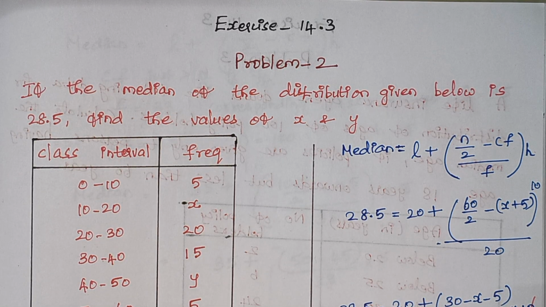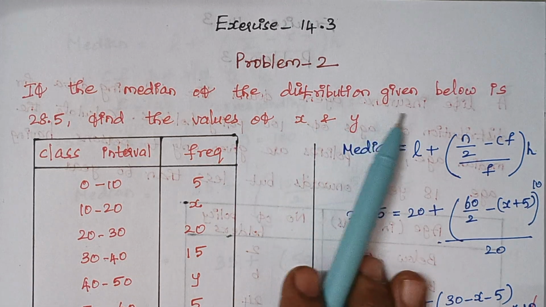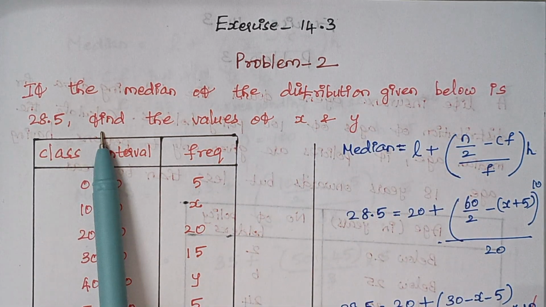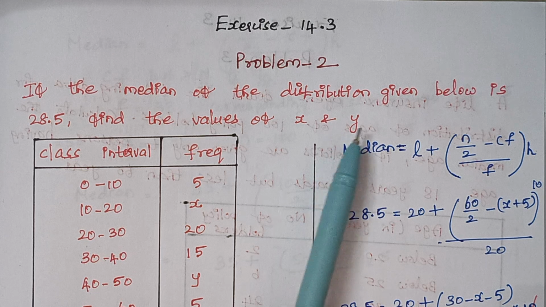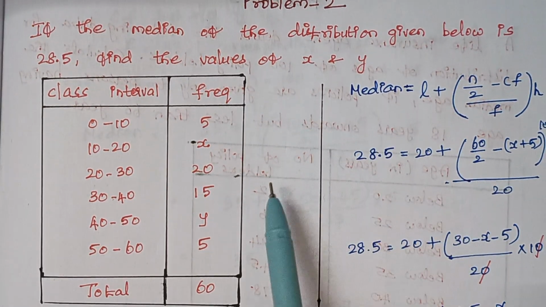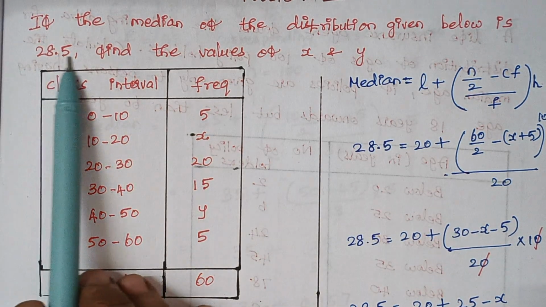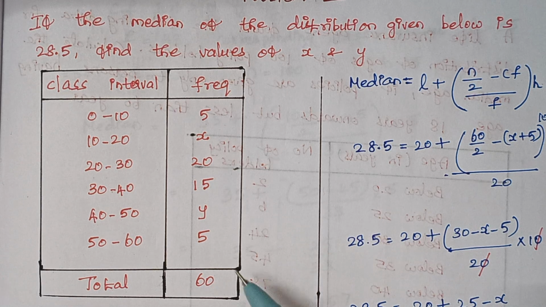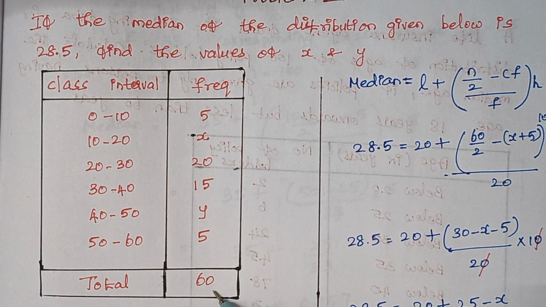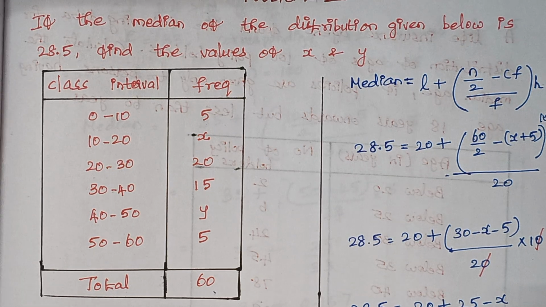Today we are going to solve problems in exercise 14.3. Problem 2. If the median of the distribution given below is 28.5, find the values of x and y. So here this is the given problem. In this problem you see here the value of median is given as 28.5 and the total value of the frequency is 60. This is given in the problem. So now we are going to proceed.